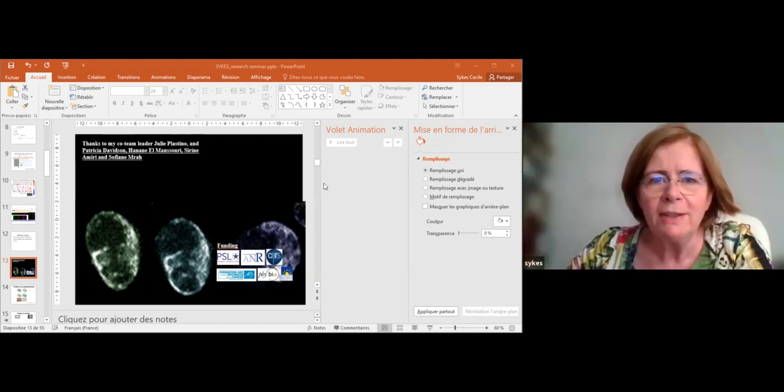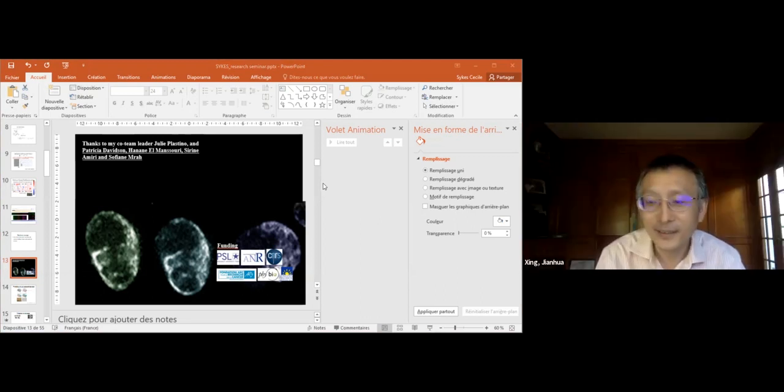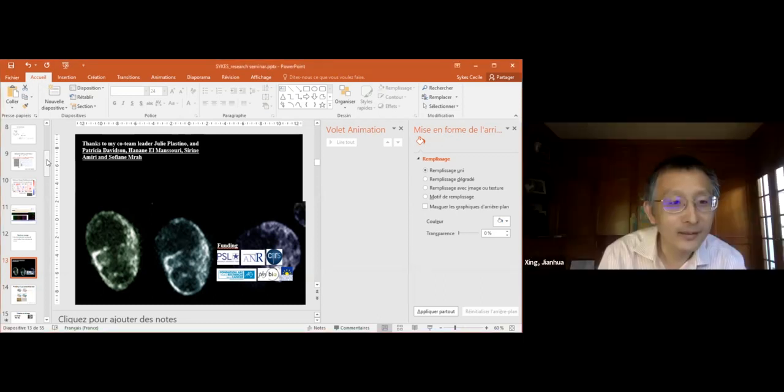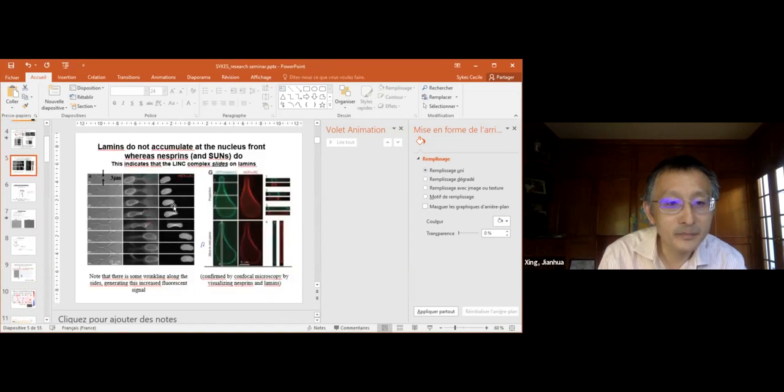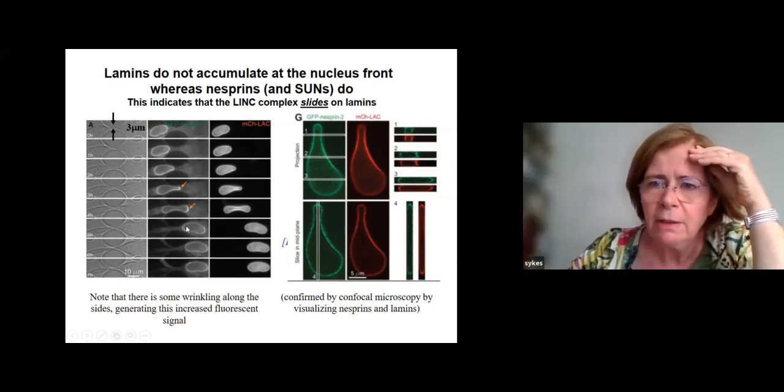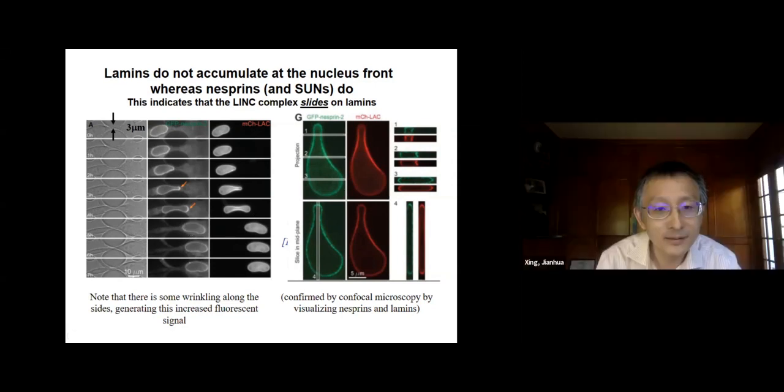Sorry, was it a written question or? I asked this. I looked at your slide 5, and I noticed this fluorescent signal. Okay, I'll take my slide 5. It looks to me the signal is concentrated on the flat region, so I wonder if there's a curvature dependence. It's higher on the flat region. Yeah. This is what you say?